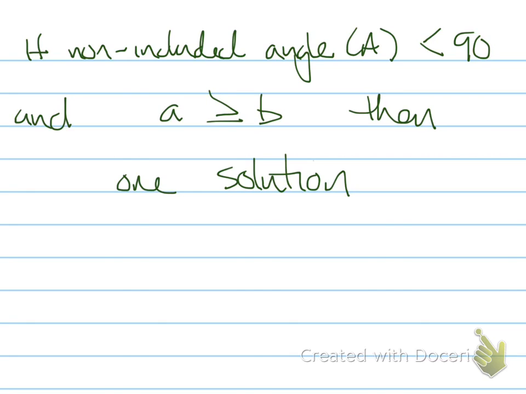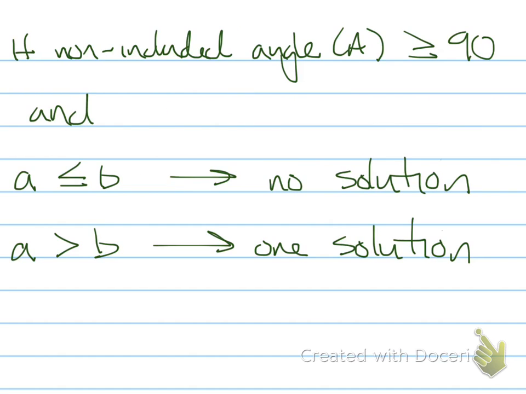Now, if the non-included angle is less than 90 and a is greater than or equal to b, then we'll get just one solution. If a is less than or equal to b, then we'll get no solution. If a is greater than b, we will get one solution. And that's if angle A is greater than or equal to 90.